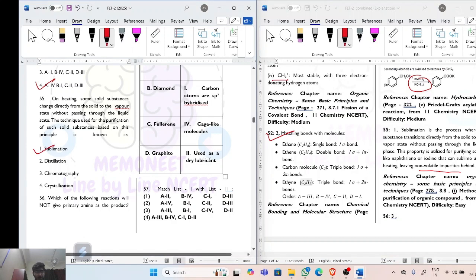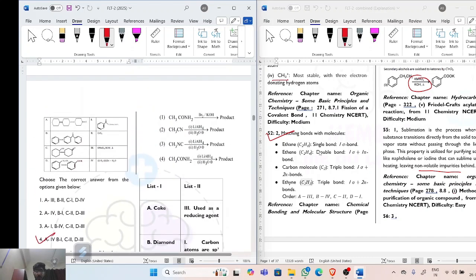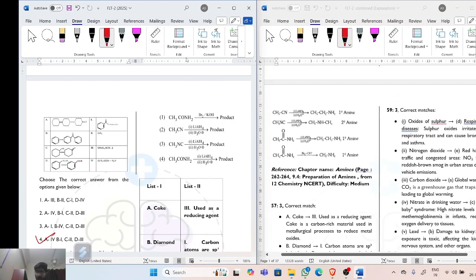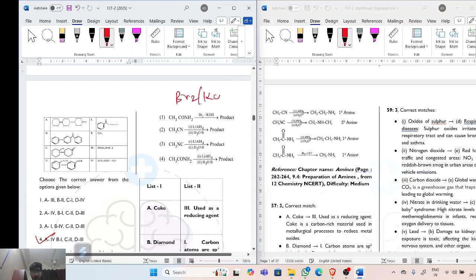Now question number 56. Which of the following reactions will not give a primary amine as product? So here are the four reactions. First of all, CH3CN on reaction with Br2/KOH. So this will produce CH3CH2NH2. So this will produce a 1 degree amine.